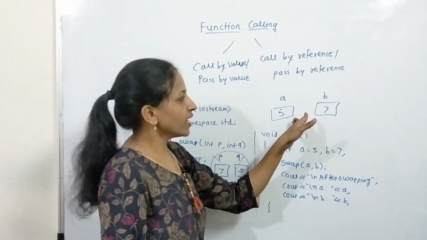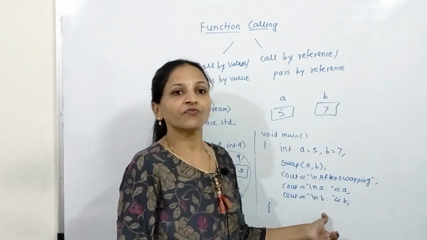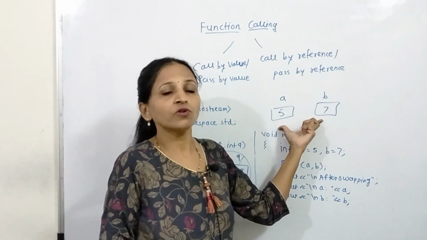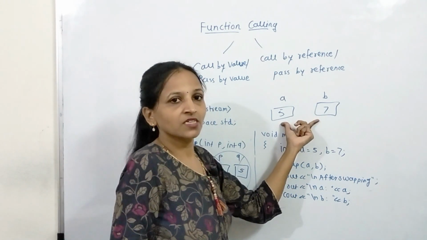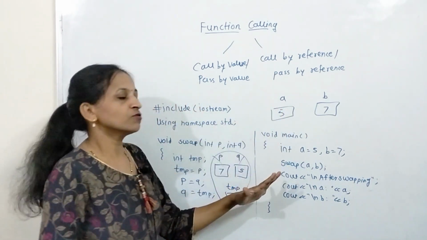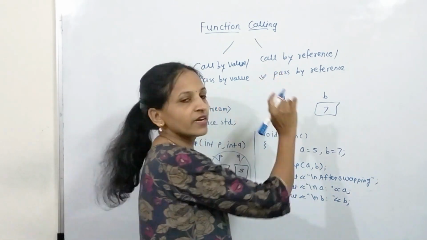And here only a and b are accessible now, and whenever we display the values of a and b after swapping, we will get the same values, no effect on those arguments. Means if you want to modify the actual arguments, then you cannot use this technique. Now the solution is, you can use call by reference here.